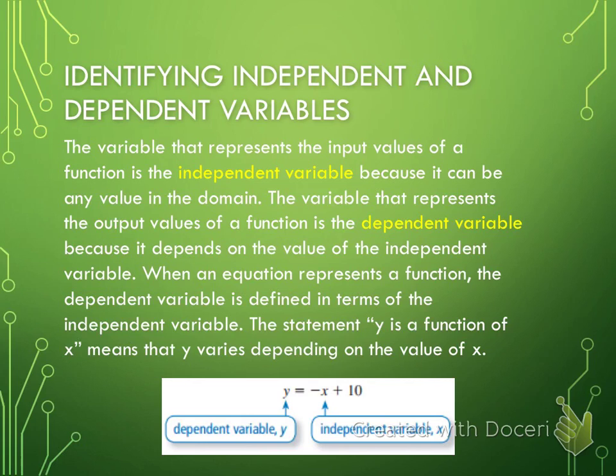So, identifying independent and dependent variables. The variable that represents the input values of a function is the independent variable because it can be any value in the domain. The variable that represents the output of a function is the dependent variable because it depends on the value of the independent variable. When an equation represents a function, the dependent variable is defined in terms of the independent variable. So the statement "y is a function of x" means that y varies depending on the value of x. So in this example here, y is the dependent variable, x is the independent variable.